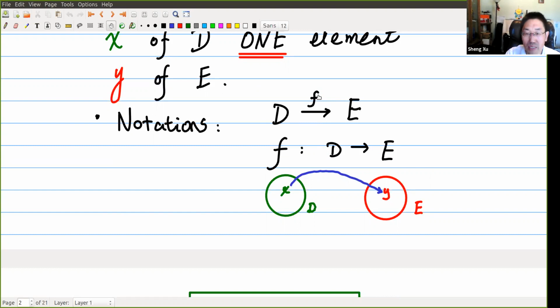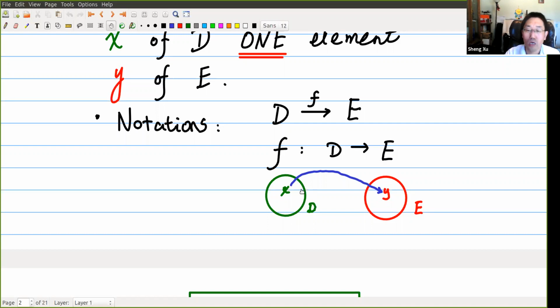Or another way to say that is F, this mechanism here, will assign an element in D, in this set, in this family, in this collection, to a member or element in this set, in this family, right? So D arrow E. That's another way to notate a function. Or use this symbol here, right?